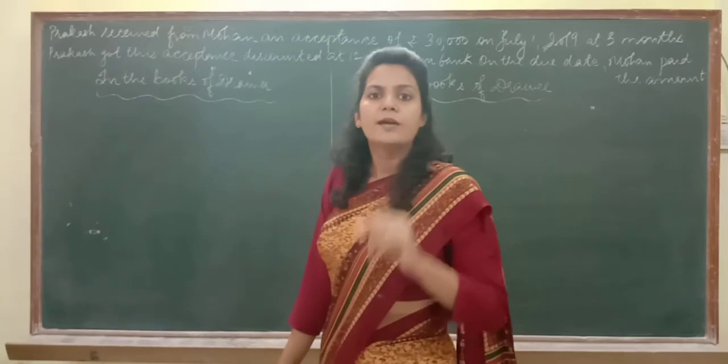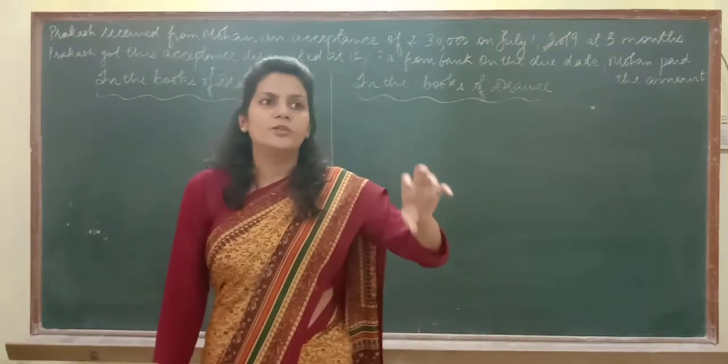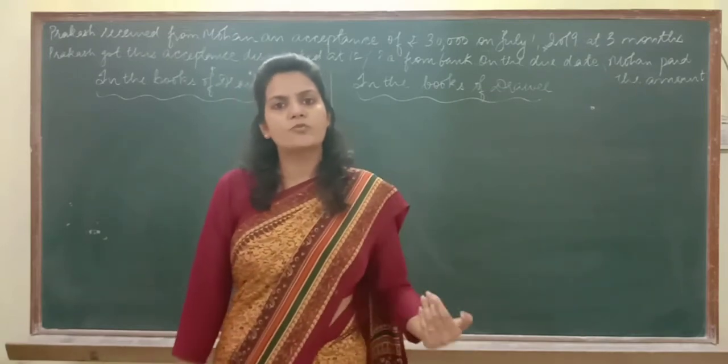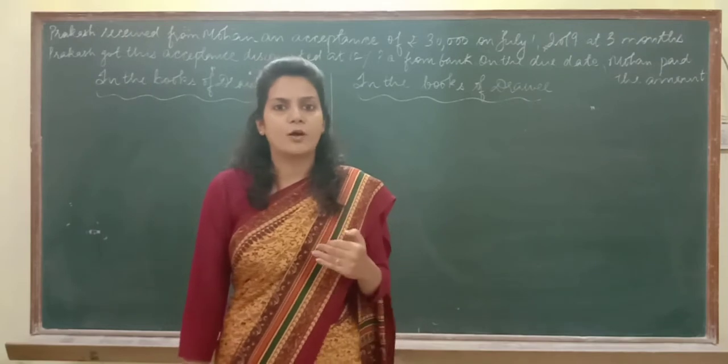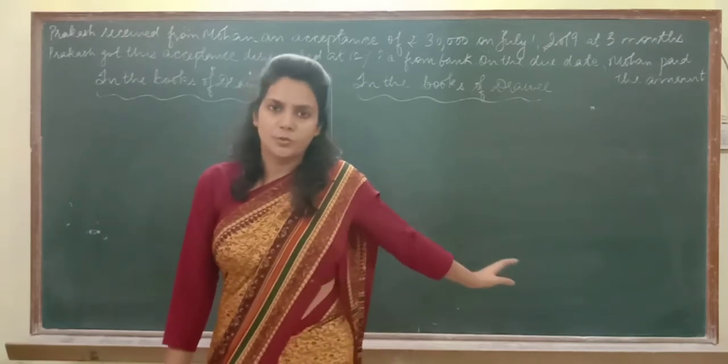So what will the bank do? The bank will deduct some discounting charges. Suppose the value of the bill is rupees 50,000, let's say, then the bank will deduct rupees 1,000 and the bank will give rupees 49,000 to me. I hope this point is clear to all. The rest will be clear through this numerical question.